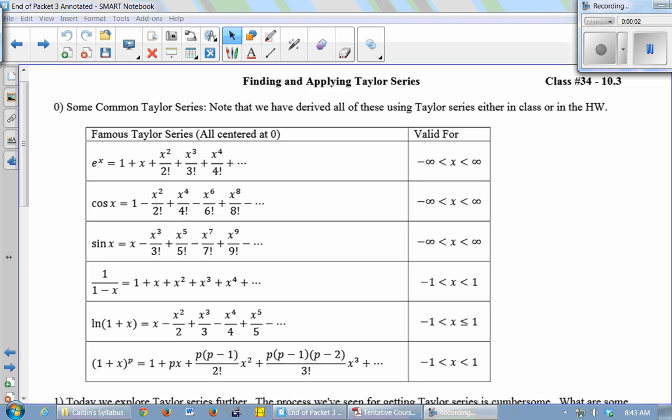So last class we talked about Taylor series and how to find them, and we had a formula that involves the function f and all of its derivatives being evaluated at the center, which is often 0, right? Not always, but it's the most famous way to do it. So these are 6 famous Taylor series. All of them I've centered at 0. We've derived all of these either in class or as a homework exercise. So these are 6 Taylor series that you should be familiar with. Maybe write them on your cheat sheet for the test.